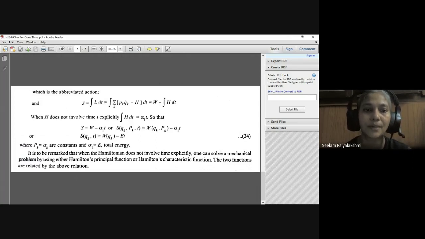It is to be remarked that when the Hamiltonian does not involve time, one can solve a mechanical problem by using either Hamilton's principal function or Hamilton's characteristic function. The two functions are related by the above equation. Here this is the generating function W, and here S is Hamilton's principal function. So both have this relation.